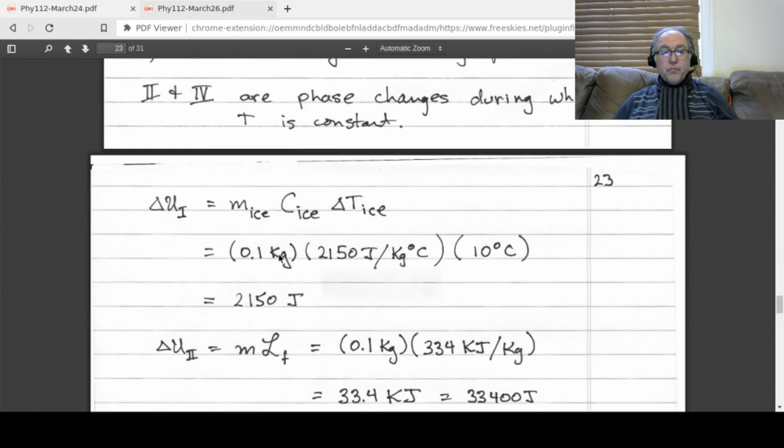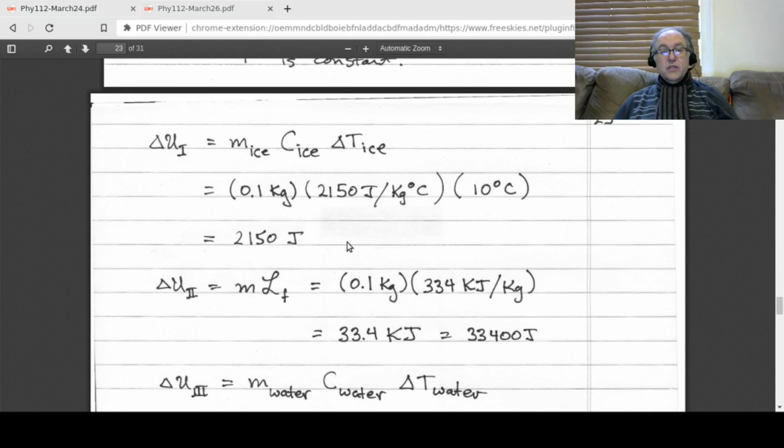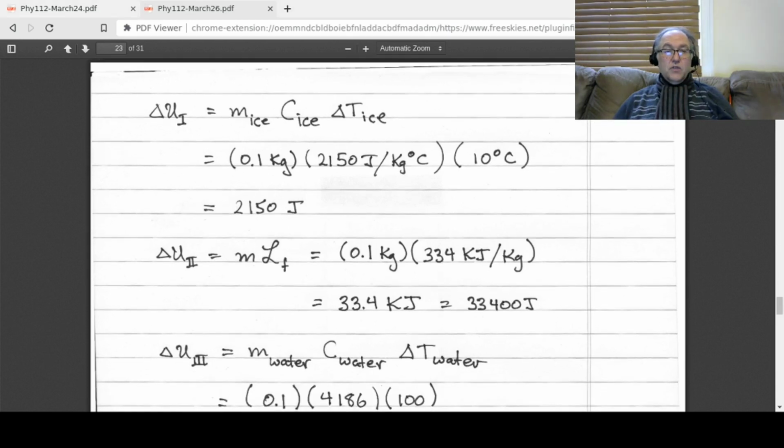All right, so let's do the calculation. You just have to be careful to use the right formula at the right time. So for stage 1, it's just regular heating, so you use MC delta T, but this time it's ice. All of them will have 100 grams or 0.1 kilograms, but the specific heat, you've got to be careful, it's ice. And ice has a different specific heat than water or steam. I gave you that above, and I just put the number there. The specific heat of ice is 2,150 joules per kilogram degree Celsius.